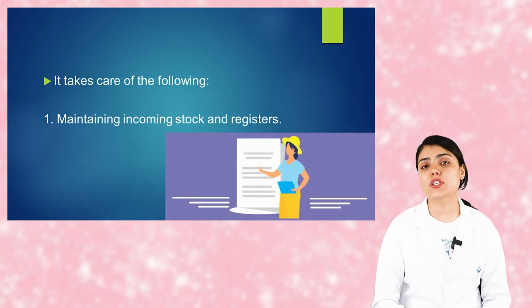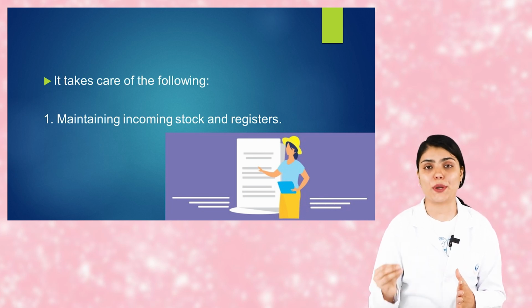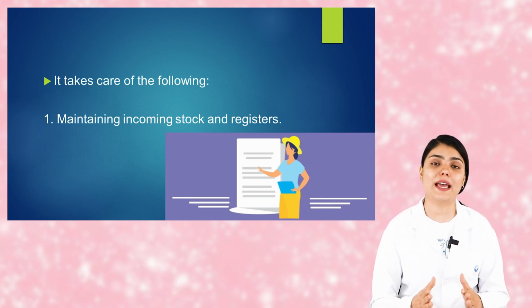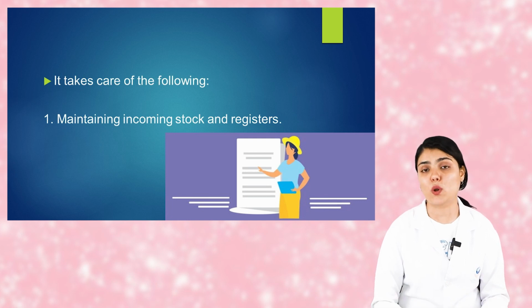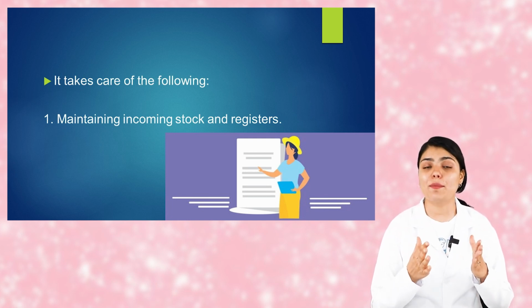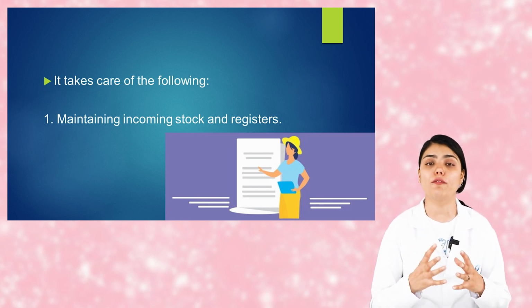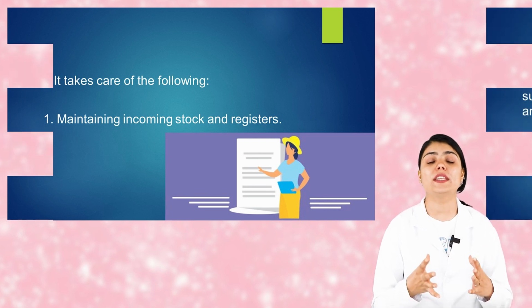The very first function of CSSD is maintaining incoming stock and registers. In the Central Sterile Supply Department, various equipment is brought in to be sterilized. So they have to ensure that they maintain a proper register and a proper incoming stock of the articles that are received within the department.